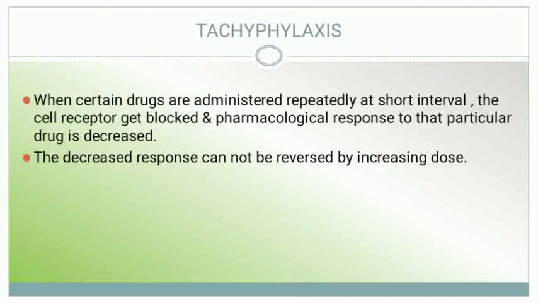Then the next factor is tachyphylaxis. When certain drugs are administered repeatedly at short intervals, the cell receptor gets blocked and the pharmacological response to that particular drug is decreased. The decreased response cannot be reversed even after increasing the dose. Drugs like epinephrine and cocaine can produce this condition. However, if the drug is discontinued for a longer time, then the initial effect of the drug can reappear.